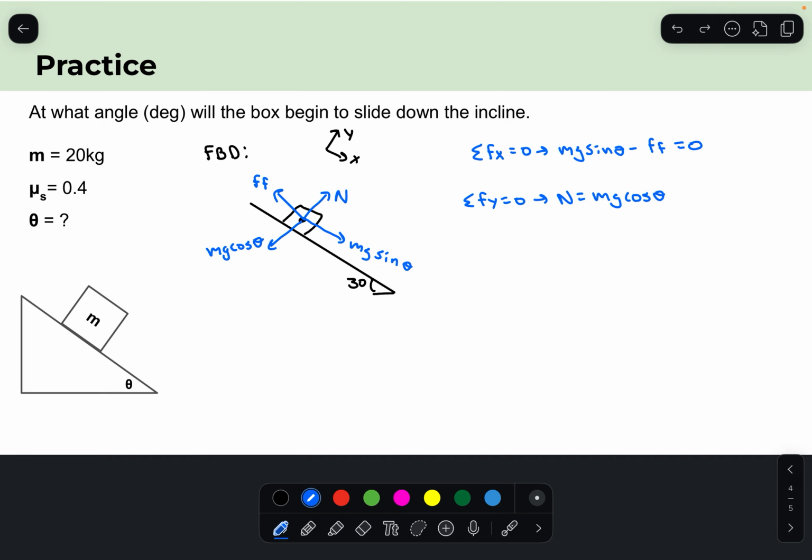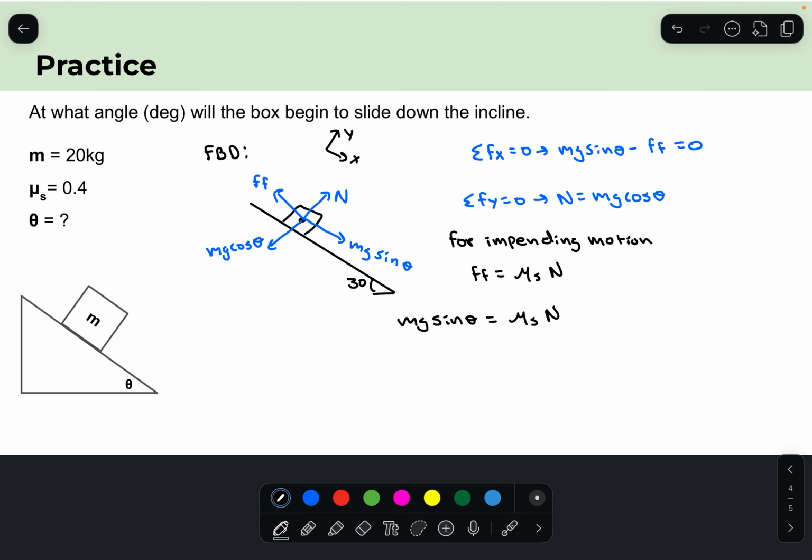Because we know that this is going to be impending motion, that is our case here. Impending motion. So recall, for impending motion, FF is equal to mu s times the normal force. Great. So we can use this in the sum of the forces in the x equation and say that mg sine of theta is equal to mu s times the normal force.